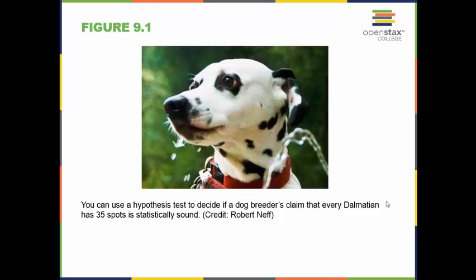Okay, so why do we use hypothesis testing? Well, you could use a hypothesis test to decide if a dog breeder's claim that every Dalmatian has 35 spots is statistically sound. So when you do hypothesis testing, you have a null and an alternative hypothesis. Here, the null hypothesis would be something along the lines of all Dalmatians have 35 spots. And you could test the alternative as them having more, which would be less than, or maybe greater than, or even just they don't have 35 spots.